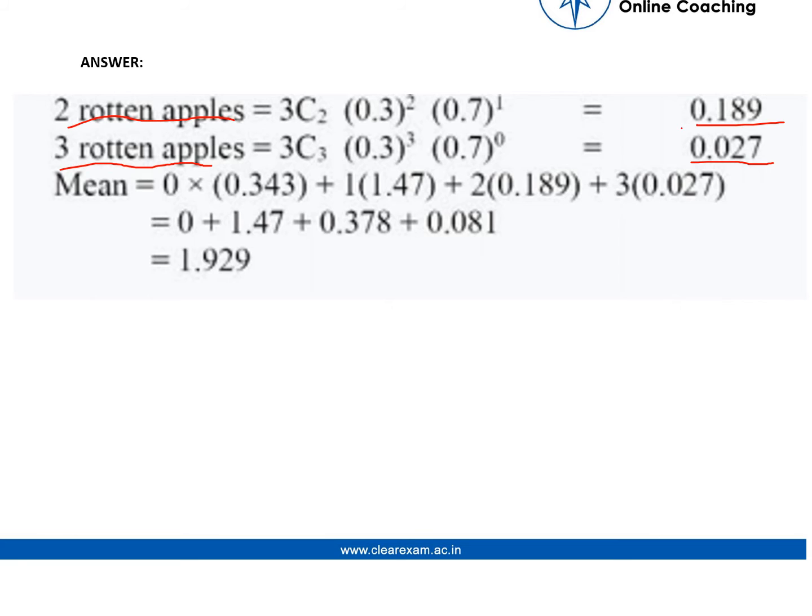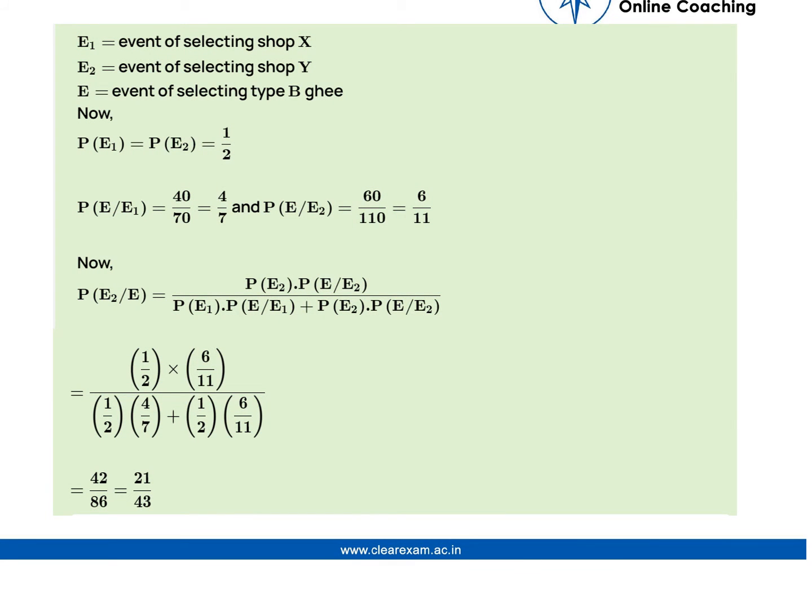We need to find the mean. And to find the mean, we'll multiply the number of rotten apples into the probability. So the answer for mean comes out to be 1.929. Now the or part of the question.